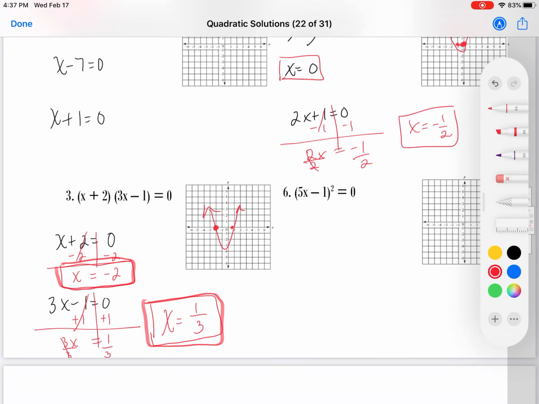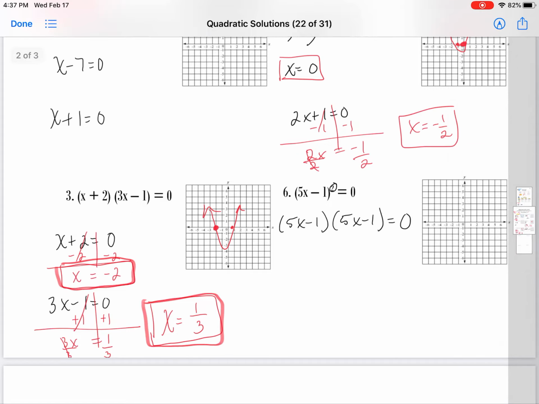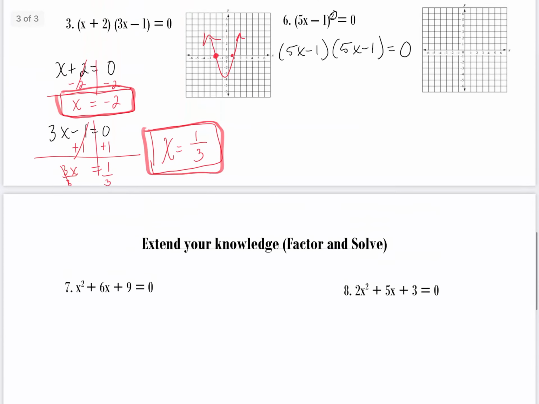On number 6, what we've learned about this type is anytime you see a square, it means you write it twice. So I just took 5x minus 1, and I write it twice. So when you're ready, go ahead and set both of those equal to 0 and see what you get. All right, last piece of today.